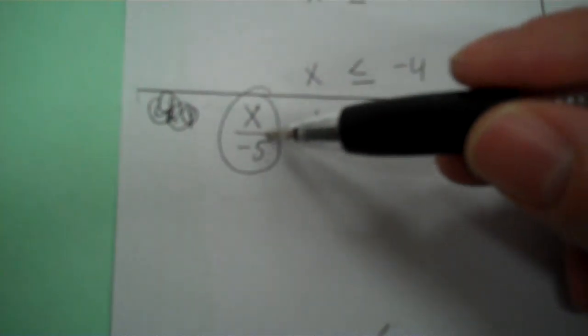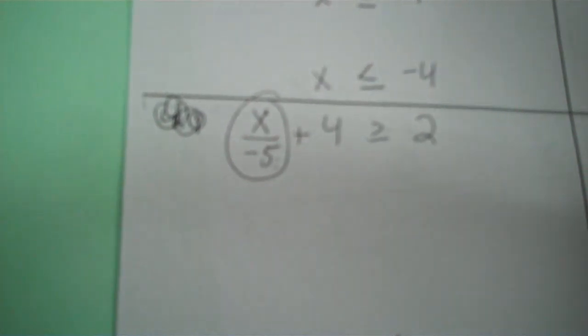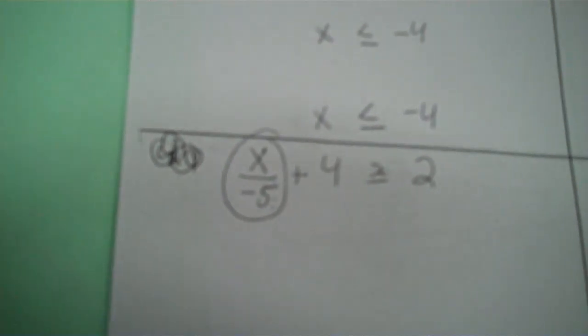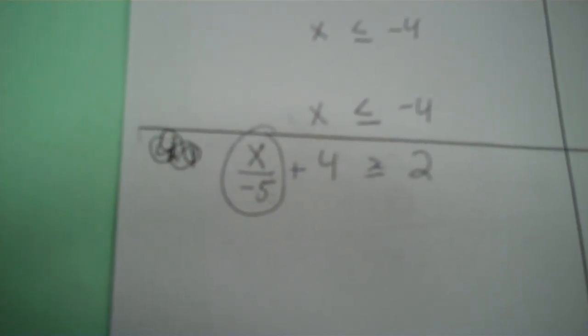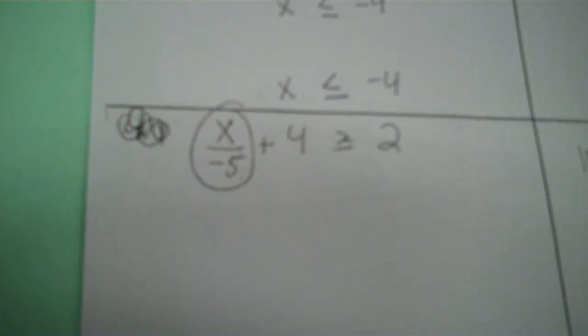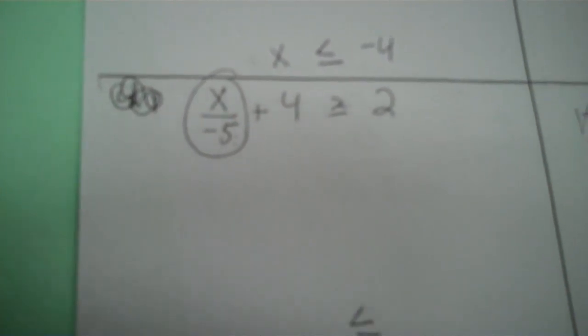Okay, and then the last one. Again, the reason the sign changed is because there's a negative in that circle. When I'm solving these things, I want to circle the part of the x that's multiplied or divided. And if there's a negative, we flip it. If there's not a negative, we leave it.